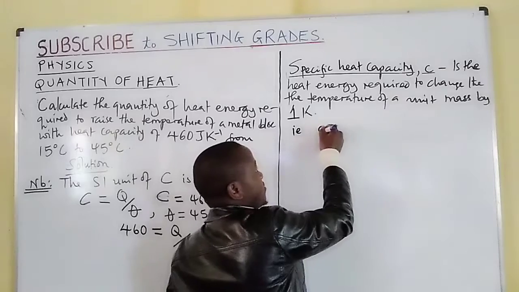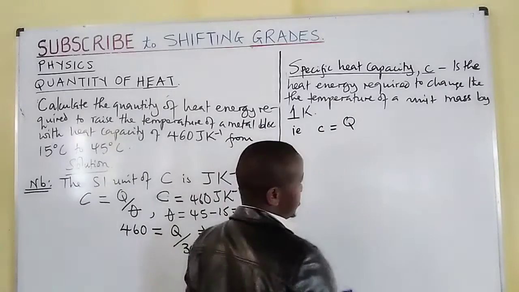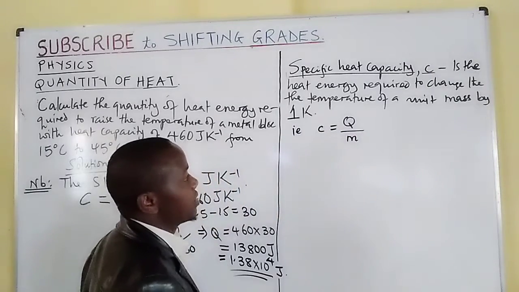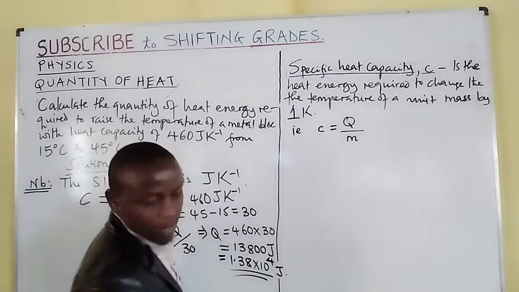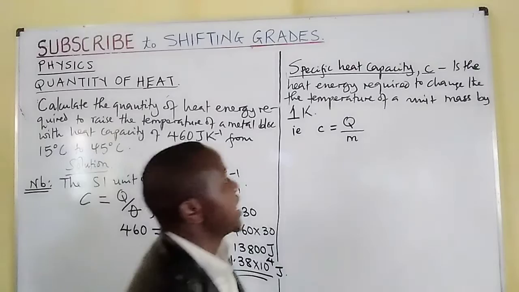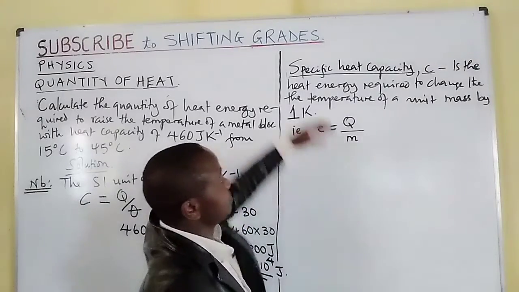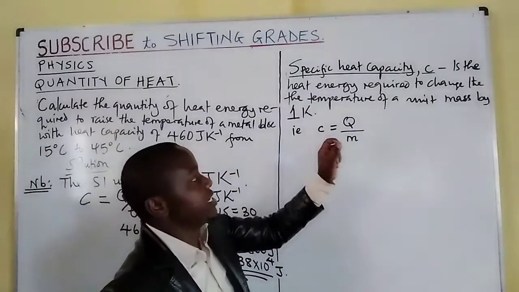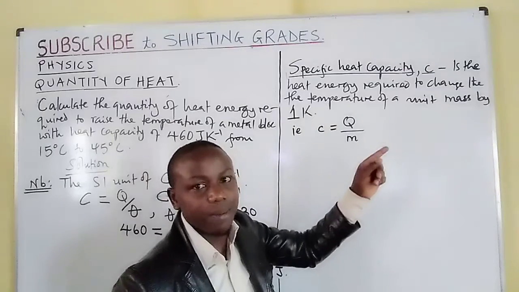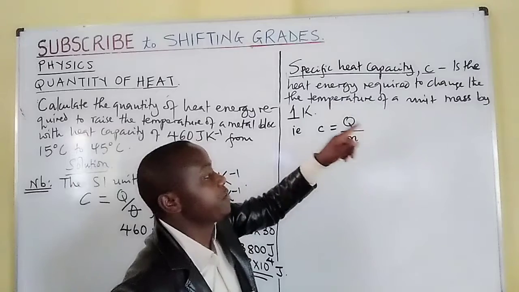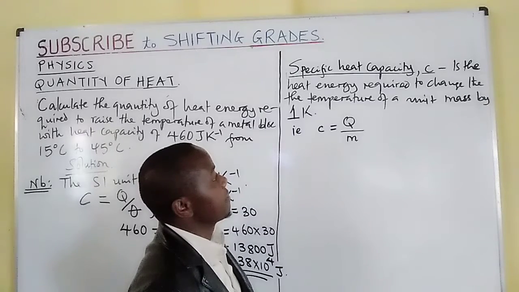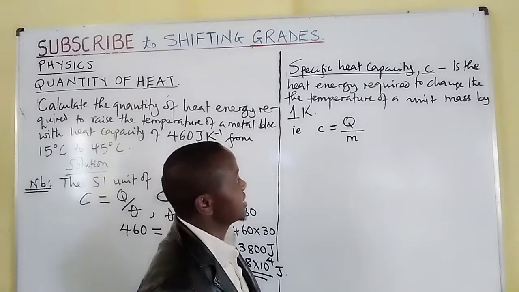Let me clarify it, please. Because we said that heat capacity is the quantity of heat required to change a given mass by a single unit of temperature, now we are saying specific heat capacity is the amount of heat required to specifically raise a single unit of mass by 1 Kelvin.